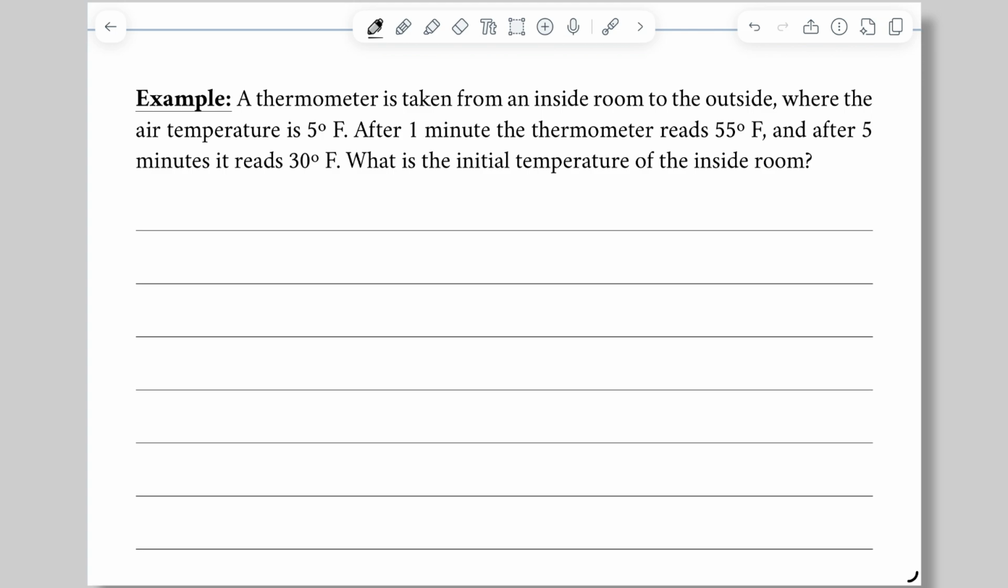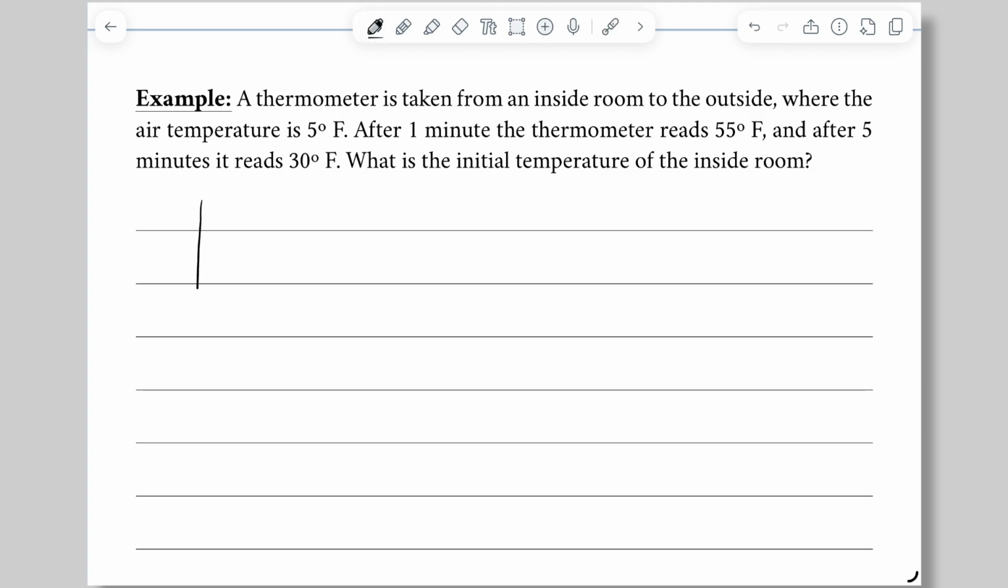This one's a cooling model. A thermometer is taken from an inside room to the outside, where the air temperature is 5 degrees Fahrenheit. After a minute, the thermometer reads 55 degrees, and after 5 minutes, it reads 30 degrees. What was the initial temperature of the inside room?